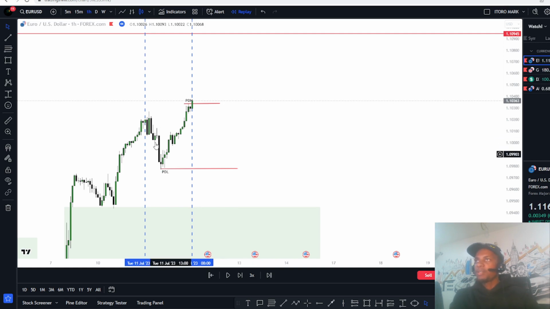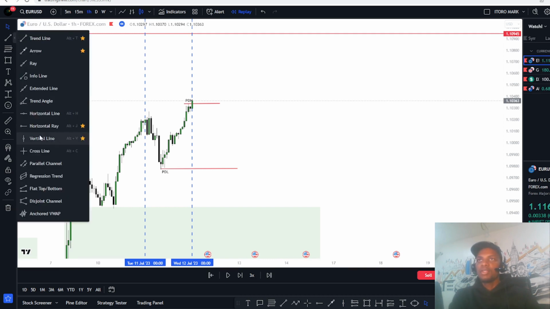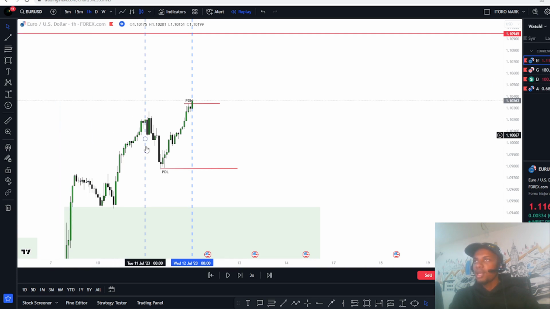This is what happens in the previous day. How do I know this? By marking it out using the period separator. The period separator is not really a period separator, it's just a tool, the vertical line that I use. When you come here on your TradingView, you click on this, and then you see the vertical line. You place it here where you can see the time is 0:00. That's midnight New York open.